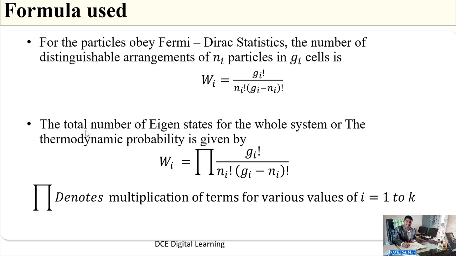ith energy level. The total number of eigenstates for the whole system, or the thermodynamic probability, is given by W equals the capital pi of Gi factorial divided by Ni factorial into (Gi minus Ni) factorial, where this capital pi denotes multiplication of terms for various values of i equals 1 to k.